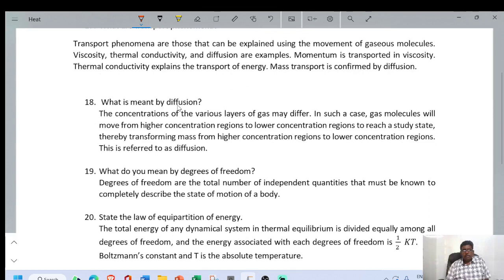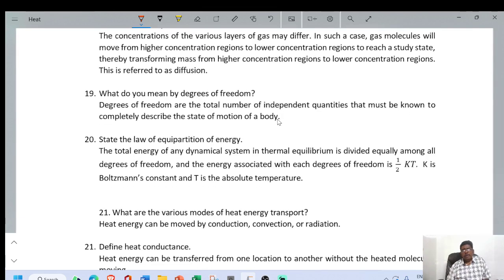What is meant by diffusion? The transformation of gaseous molecules from the higher concentration region to lower concentration region is called diffusion. The concentrations of the various layers of gas may differ. In such a case, gas molecules will move from higher concentration region to lower concentration region to reach a steady state, thereby transferring mass from higher concentration region to lower concentration regions. This is referred to as diffusion.